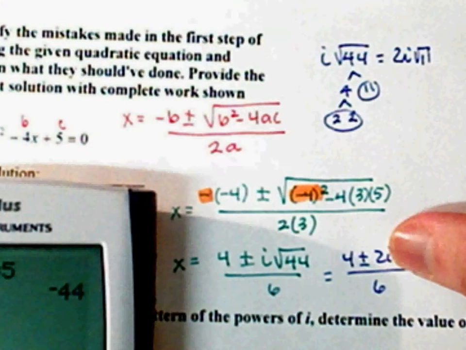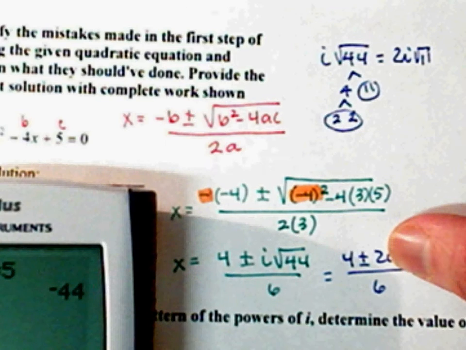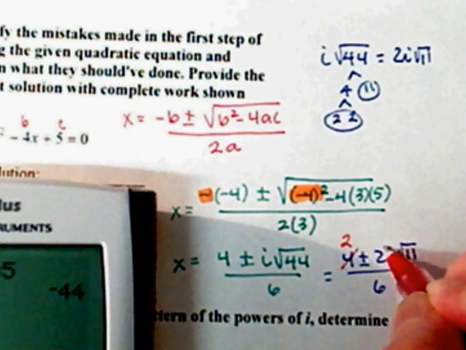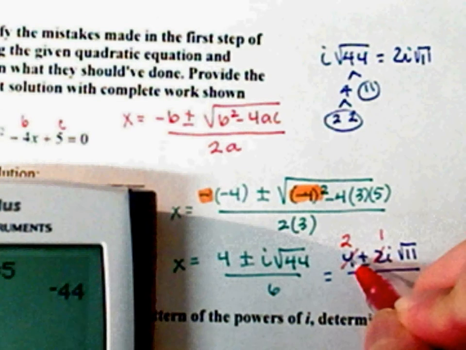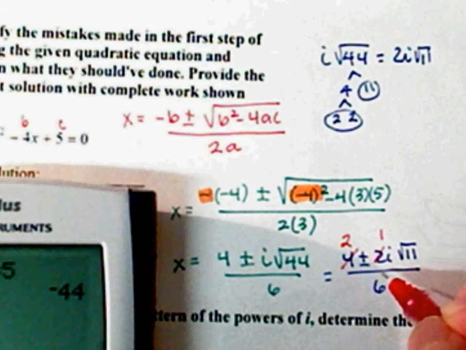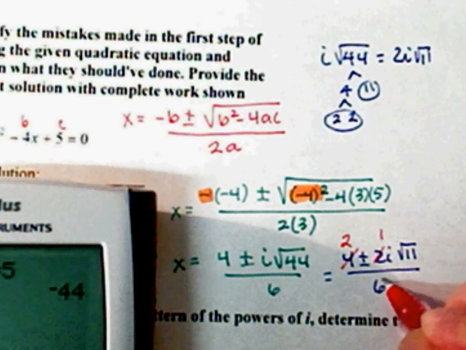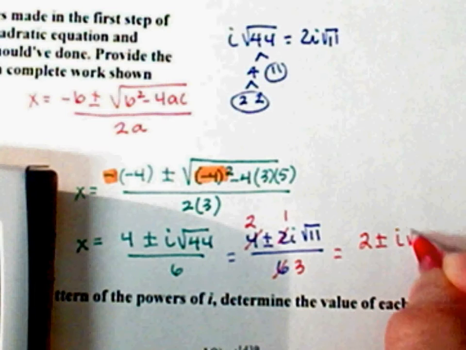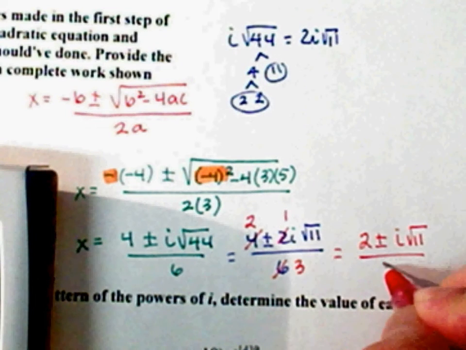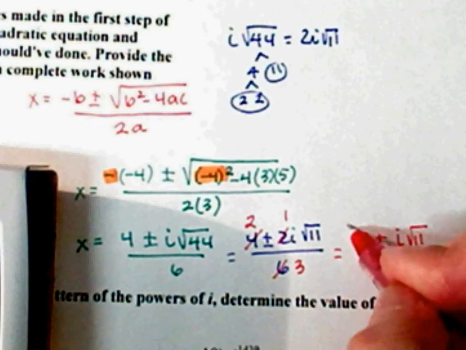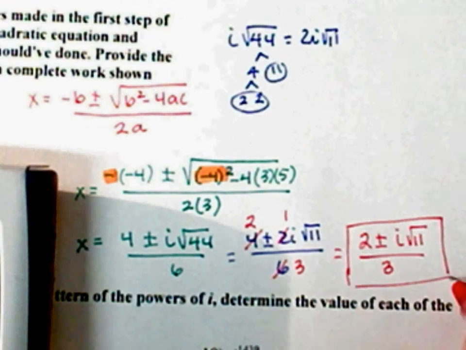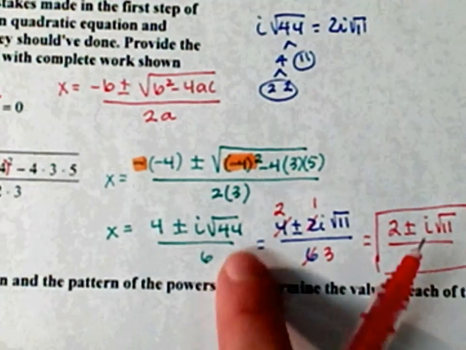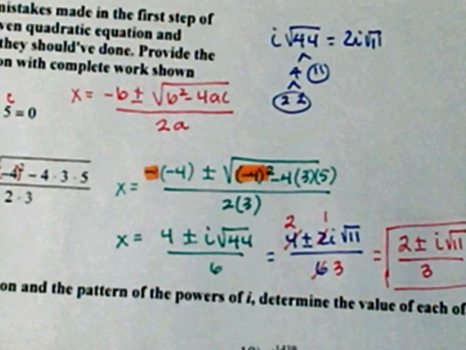Cover up your radical sign. Is there a number that goes into 4, 2, and 6? Absolutely. So I'm going to divide every one of these by 2. 4 divided by 2 is 2, 2 divided by 2 is 1, and 6 divided by 2 is 3. So your final answer is 2 plus or minus i square root of 11 over 3. Not like terms, you cannot combine them, and there's my 2 imaginary solutions. As you can see, it was negative 44, and that's why you have 2 imaginary solutions.